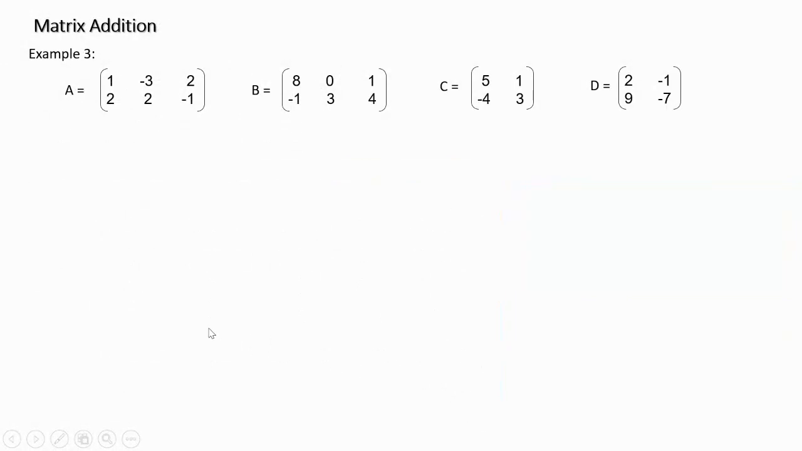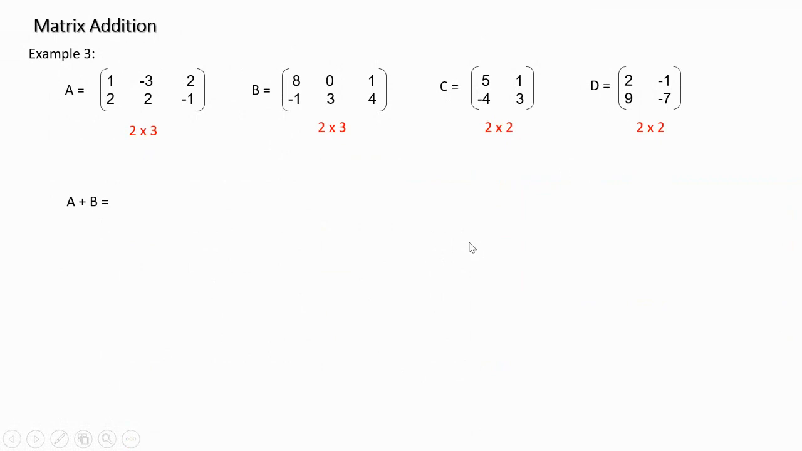For example, example number 3. Here is a list of matrices from A all the way to D. Before we start doing any type of operations, let's find the size of the matrices. Matrix A is a 2 by 3 matrix. Matrix B is also a 2 by 3 matrix because it has 2 rows and 3 columns. Matrix C is a 2 by 2 because it has 2 rows and 2 columns. Matrix D also is a 2 by 2 matrix.